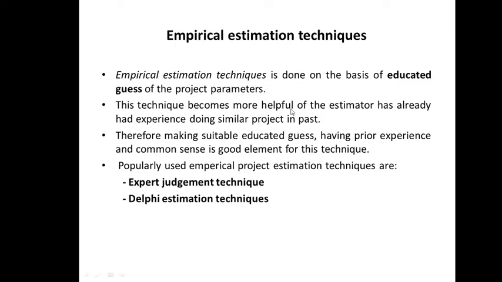This technique becomes more helpful if the estimator has already had experience doing a similar type of project. If they have a similar kind of project, yes, they can make an educated guess more accurately. Therefore, making a suitable educated guess, having prior experience and common sense are good elements for this technique. Now, there are two techniques under empirical estimation: the first one is the expert judgment technique, while the second one is the Delphi cost estimation technique, right?